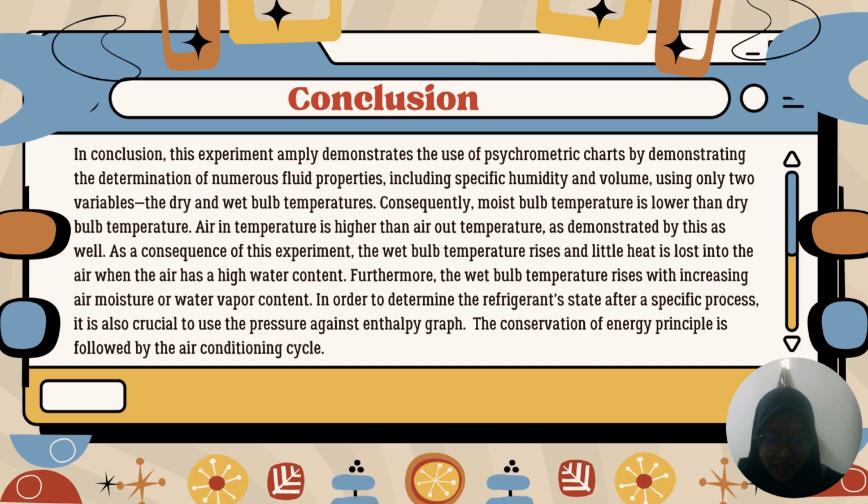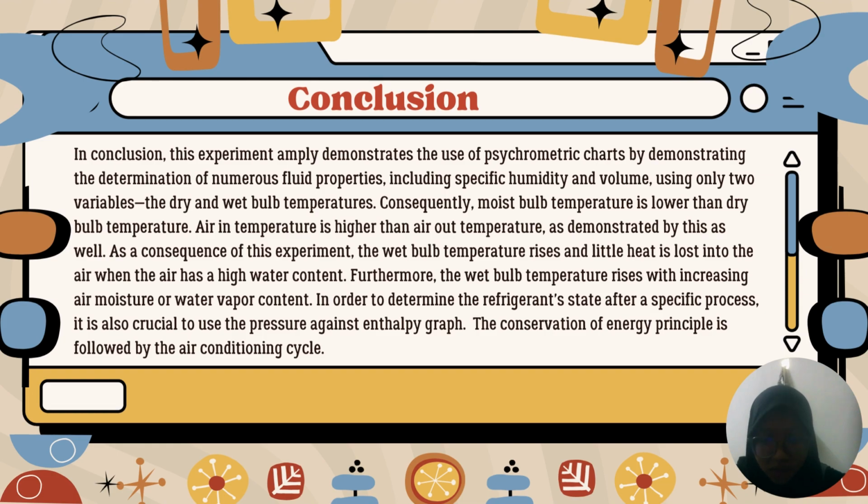Okay, so I'm Alia Inani binti Mama Anwar, and now I will proceed with the presentation with the conclusion. So, in conclusion, this experiment demonstrates the use of psychrometric charts by showing the determination of numerous fluid properties, including specific humidity and volume, using only two variables, which are the dry and wet bulb temperatures. Consequently, wet bulb temperature is lower than dry bulb temperature. Air in temperature is higher than air out temperature, as demonstrated by this as well.